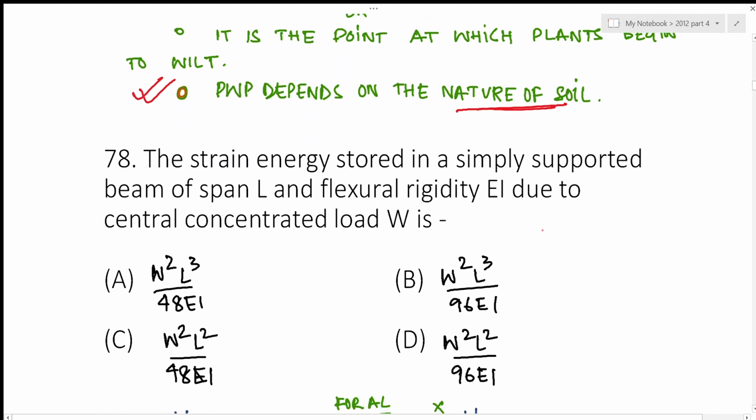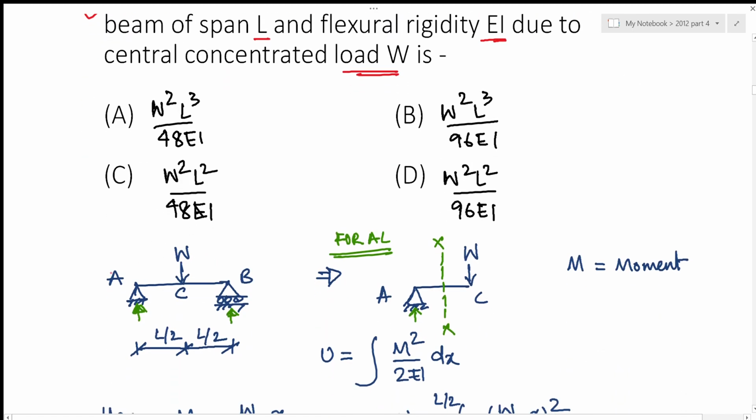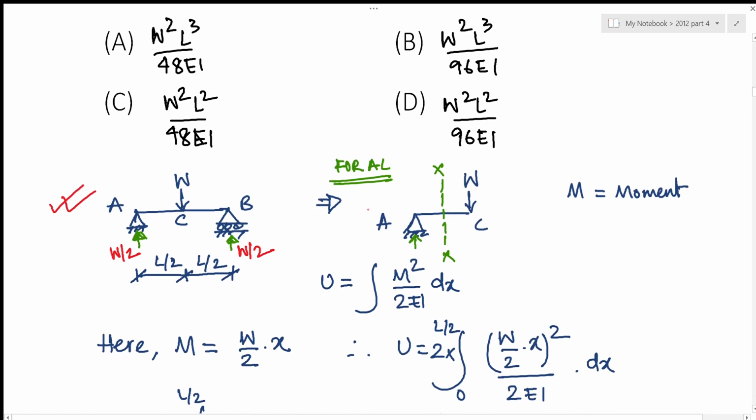Next question is: the strain energy stored in a simply supported beam of span L and flexural rigidity EI due to central concentrated load W. Now for a simply supported beam with a concentrated load W, the reaction at the supports would be W/2 here as well as W/2 over here. So we can calculate the strain energy by this formula: U is given by the integration of M squared dx by 2EI.